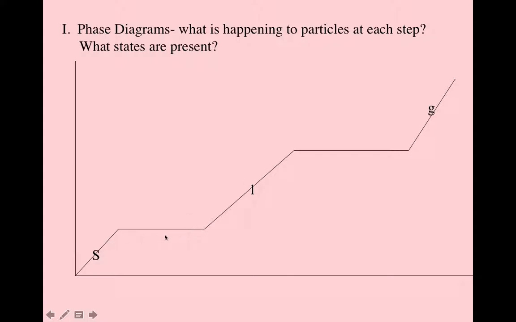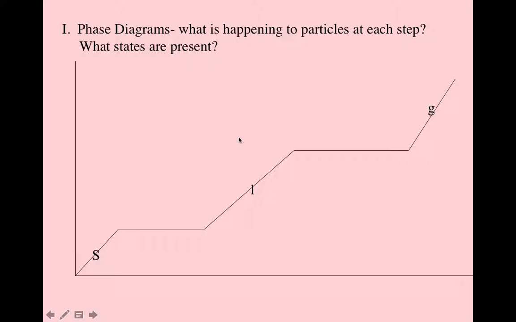These flat lines then, if we drew out the variable here, we would see that the y-axis is actually going to be temperature here, as the x-axis is energy. So as I'm adding energy, I'm not changing the temperature in these flat portions. This is where our phase changes are occurring.